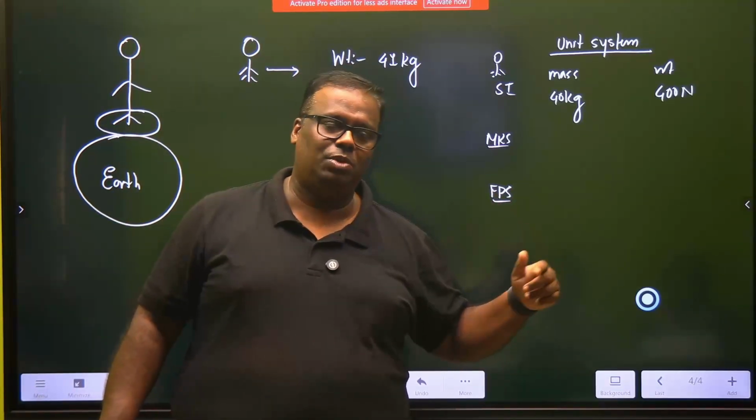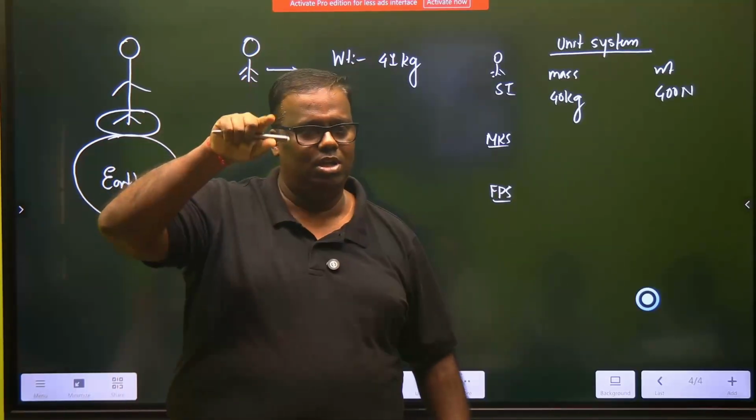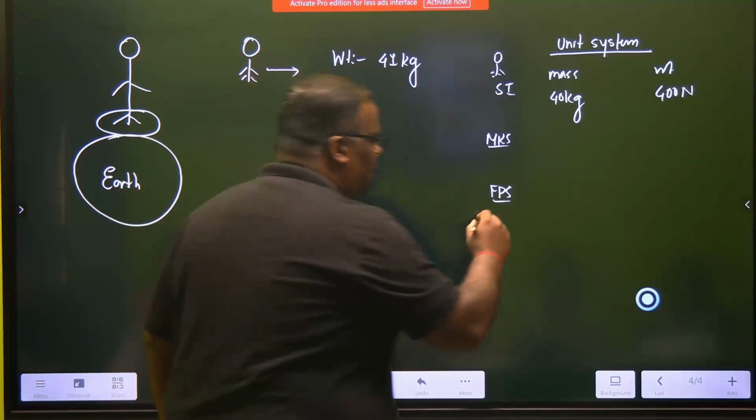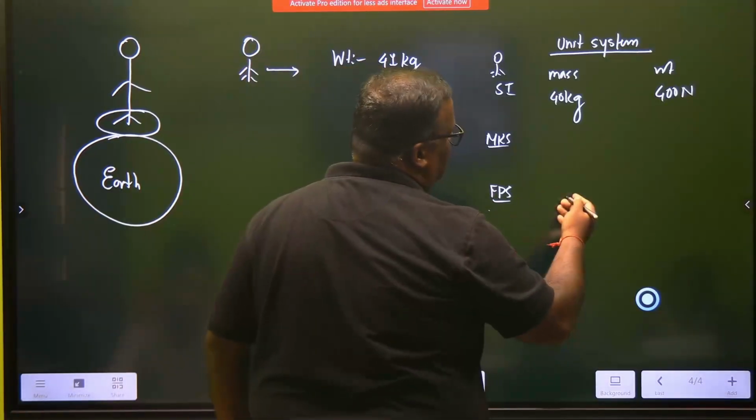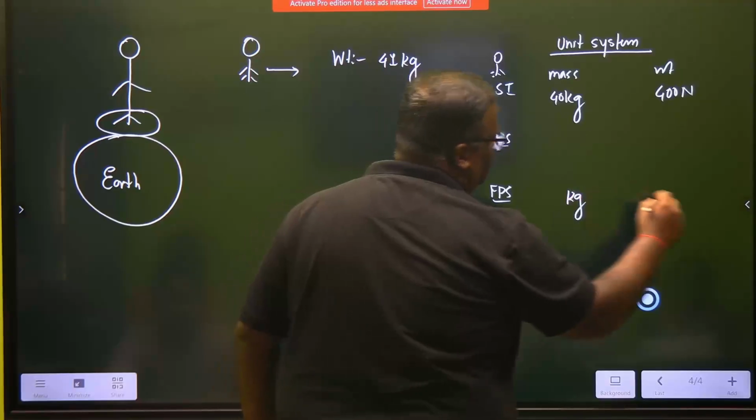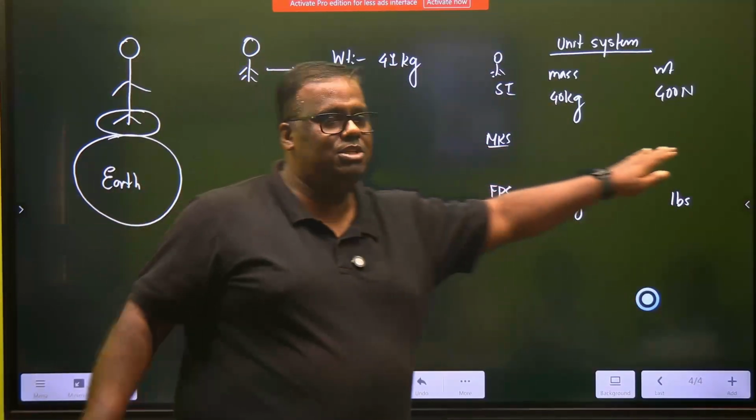Even if you go to countries like Hong Kong, they will be selling you bananas and the scale is all in pounds. LBS will be written. So here the system is very easy: they measure mass in kg and weight in pounds, LBS. The whole problem is in MKS.